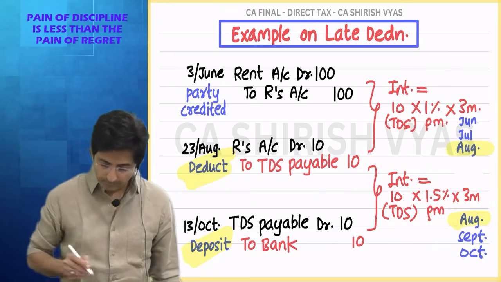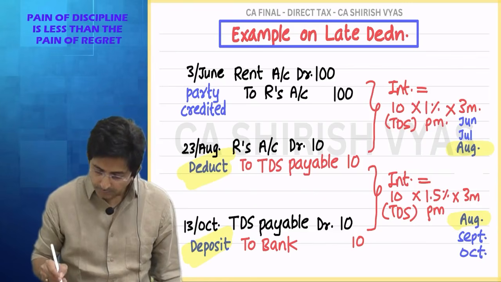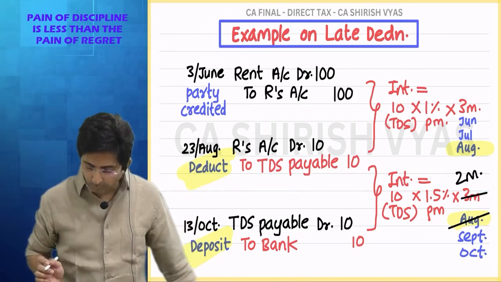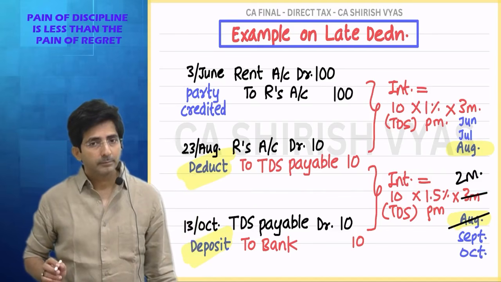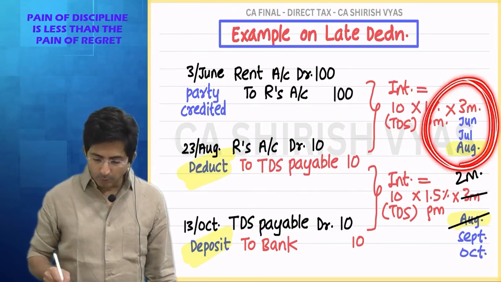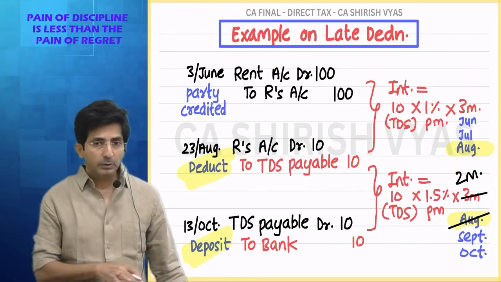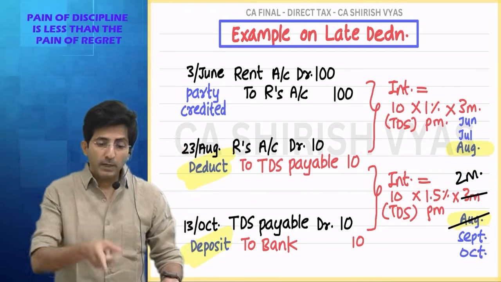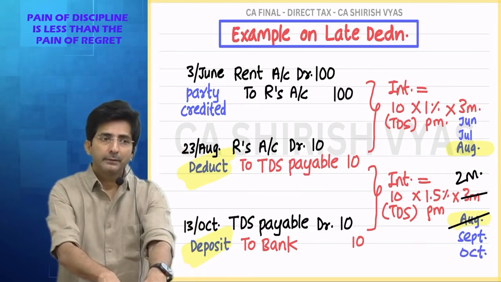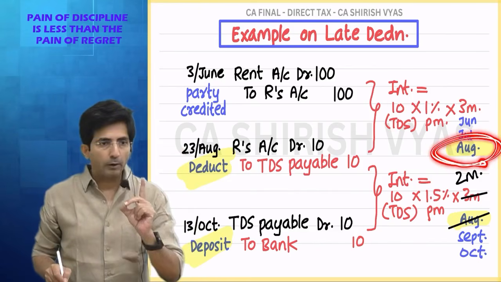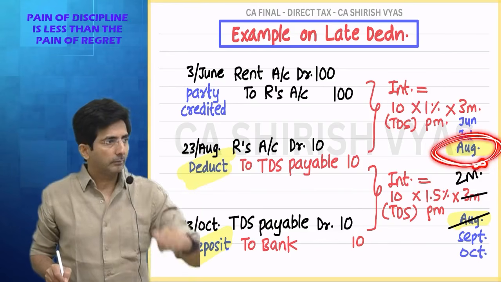So that's why the month of August you have to skip in the working below. See this. It will not be taken as 3 months. Your interest will come only for 2 months. And why am I giving preference to August in the first calculation? Because see, there is a process. First you deduct, then you deposit. The first fault is of deducting. Depositing is the next fault. So August should be called faulty in the first default.